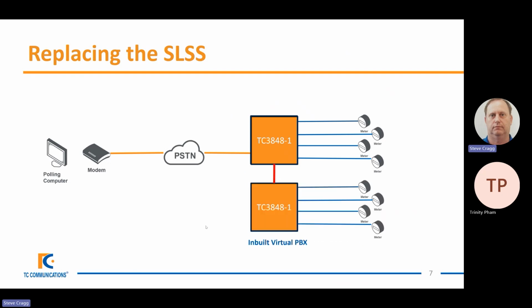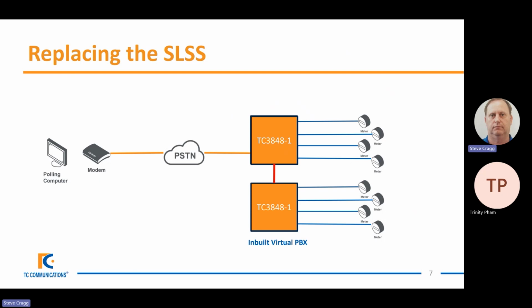If you want to add additional ports, you simply add the 3848-1. These connect to each other using Ethernet, so they can just be daisy chained together using Ethernet. You can actually add up to at least 7 units. You could put more in if you wanted, but at least 7 units to provide up to 28 ports for meters. As you can see, you use a single FXO port, as I mentioned before.